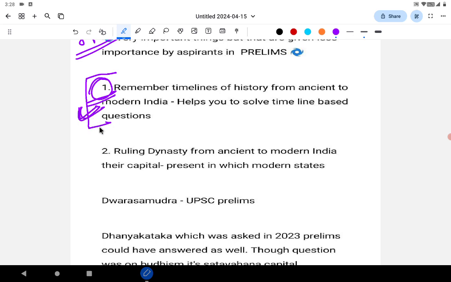That is very important. Normally UPSC has the timeline, especially in the ancient and also in the medieval India. Please go through the PYQs and remember those timelines. You already studied all these things in the modern India or medieval or ancient India. Please make sure that you remember the timeline.